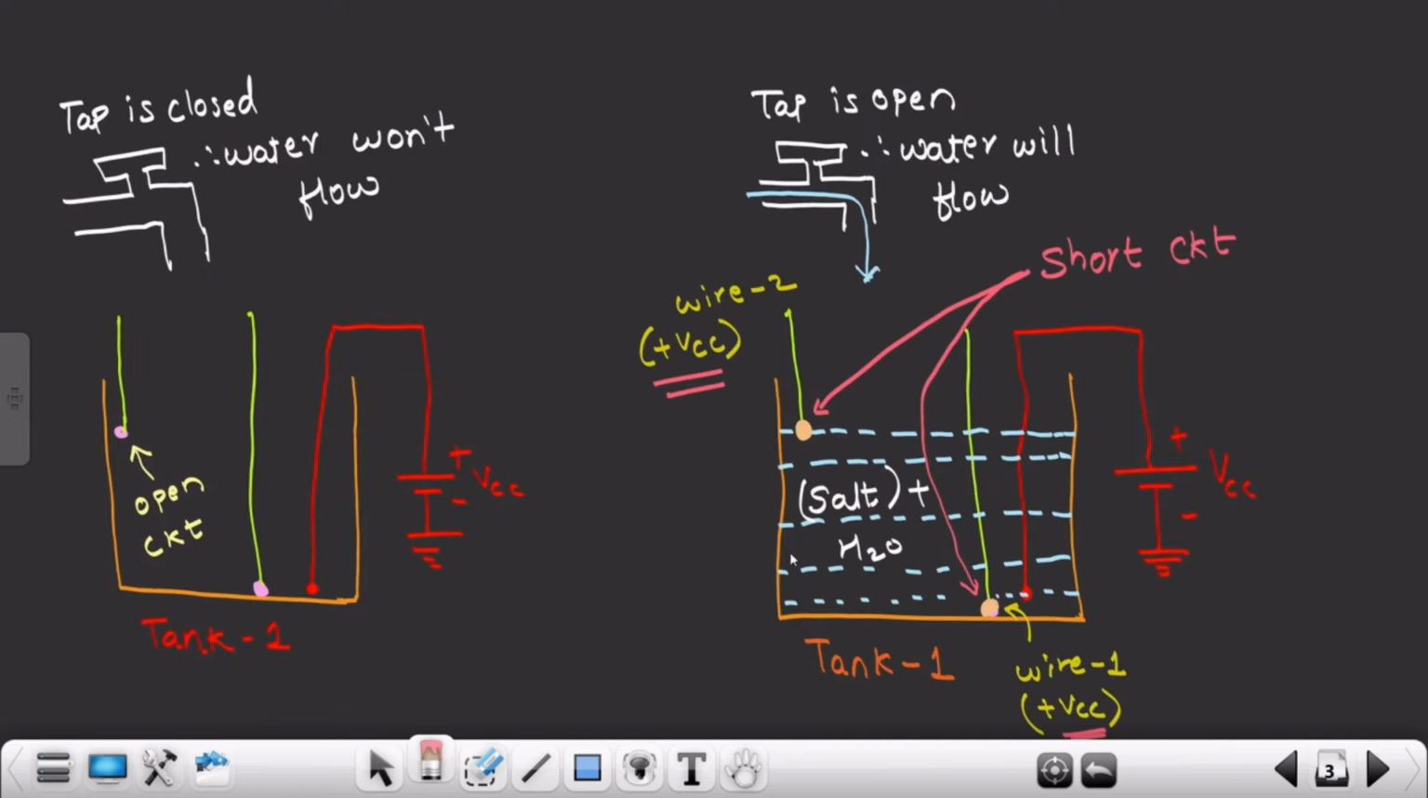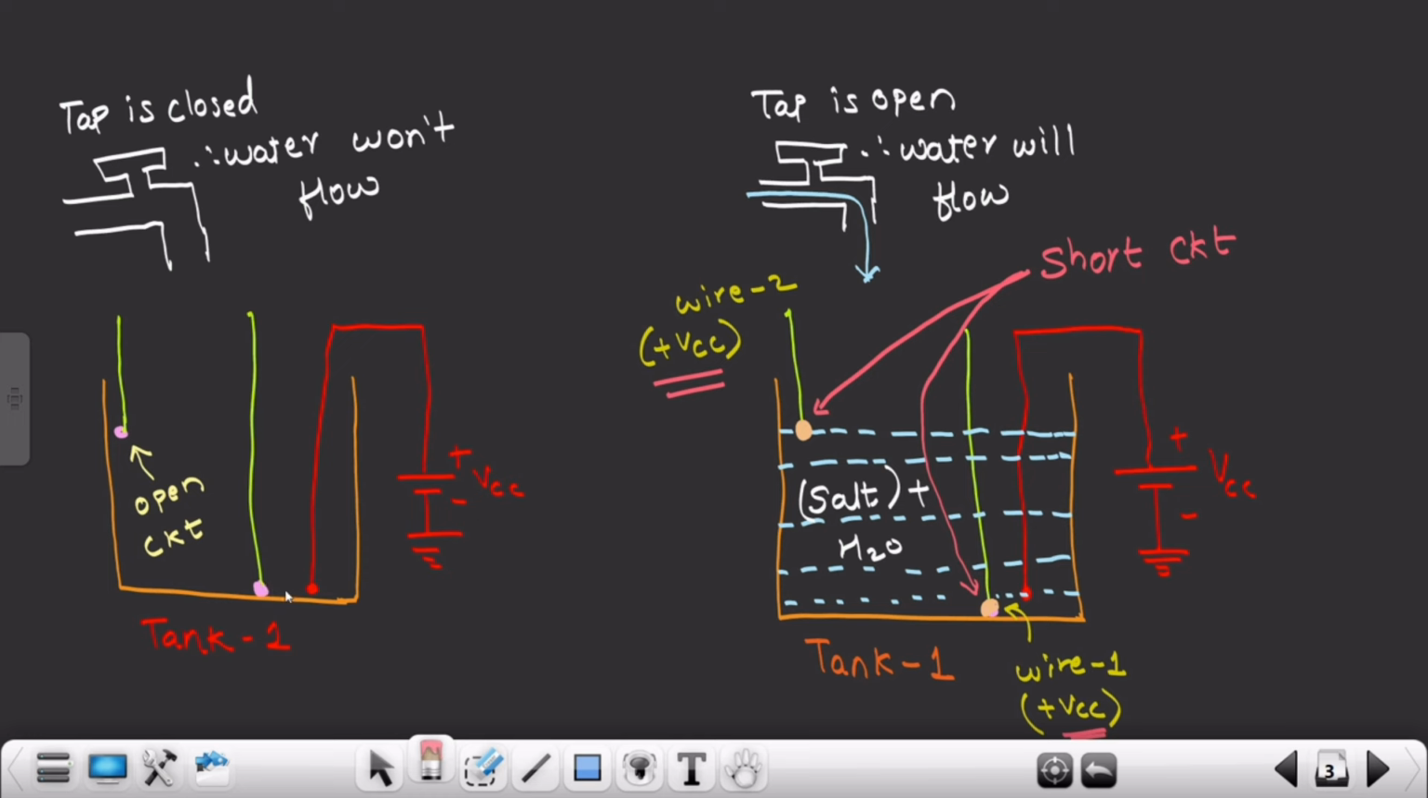So this was our case 1, wherein the tap is closed and therefore the water won't flow, right? Now since the water is not flowing, this will act as an open circuit. Why? Because both of the wires are not getting any potential, and even though we are immersing this VCC in the tank, how will this VCC get connected with this wire? Because there isn't any such path in between.